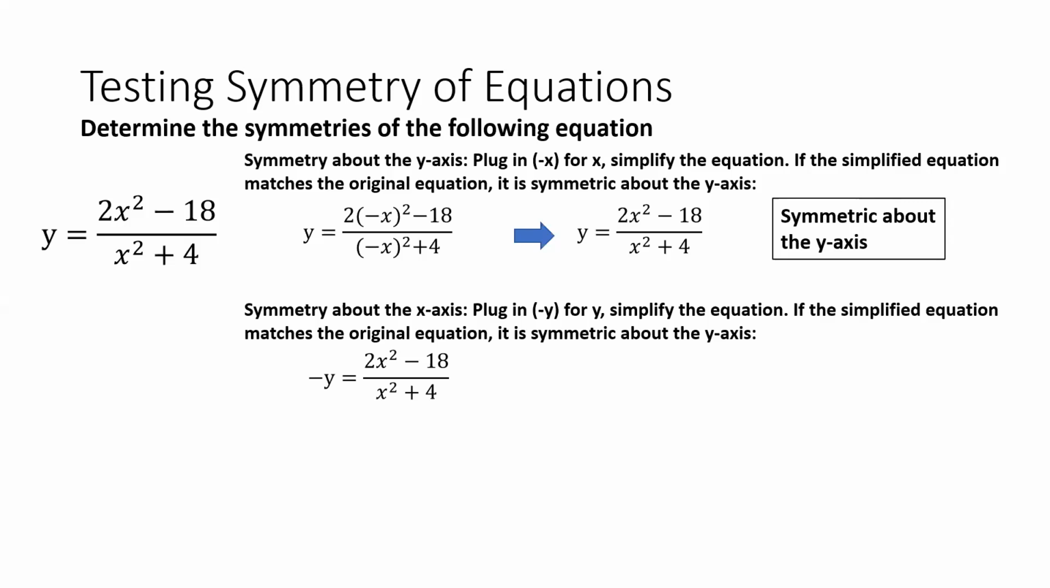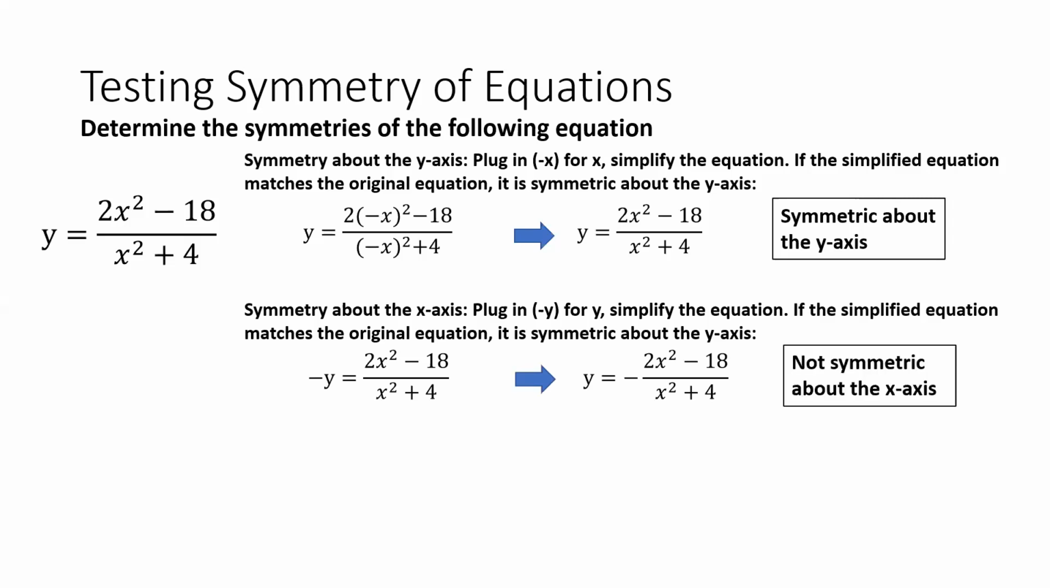I'm going to multiply both sides by negative 1. So then my equation becomes y is equal to negative 2x squared minus 18 over x squared plus 4. And if I wanted to be extra careful, I could distribute out the negative on the top of my fraction. But spoiler alert, it's going to change my equation. It's not going to make it the original equation. And so I would say this is not symmetric about the x-axis.